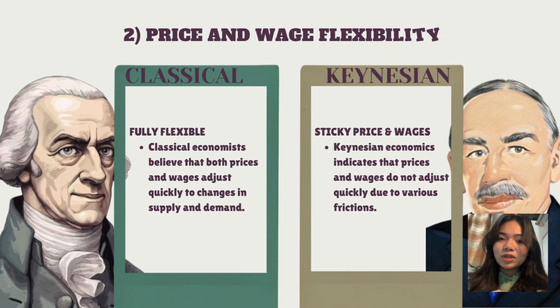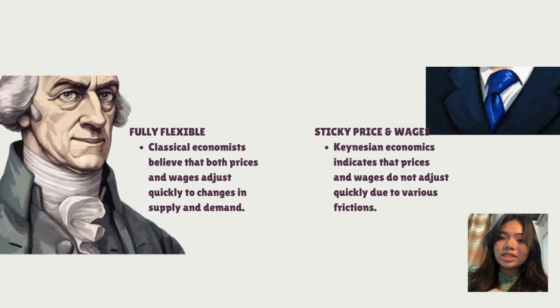Now let's move to the next one, which is price and wage flexibility. Price and wage flexibility in the classical model is fully flexible. This flexibility ensures that markets clear, meaning any surplus or shortage in the market is quickly resolved through adjustment in price and wages. Keynesian, on the other hand, has sticky price and wage flexibility. Keynesian economists traditionally argue that prices and wages are sticky, meaning they do not adjust quickly to changes in economic conditions. This stickiness can lead to prolonged periods of unemployment or inflation.